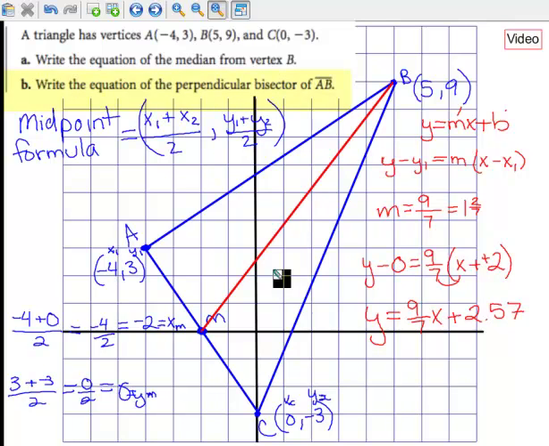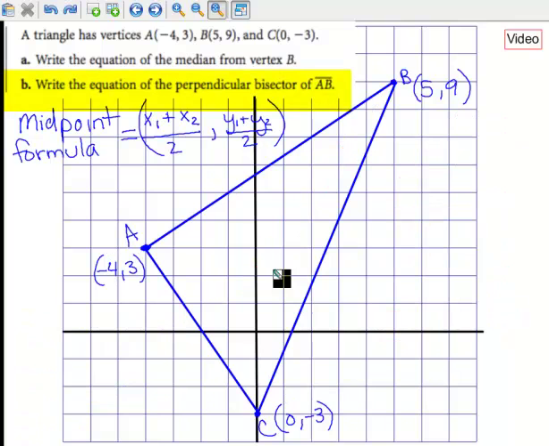Okay. Now we're asked to write the equation of a perpendicular bisector for AB. So I see right away, perpendicular bisector, if we review from before, is a line that is perpendicular to a line segment and goes through the midpoint of that segment. So we need to find the midpoint of AB. So we're going to use the midpoint formula and take our x1, y1, x2, y2.